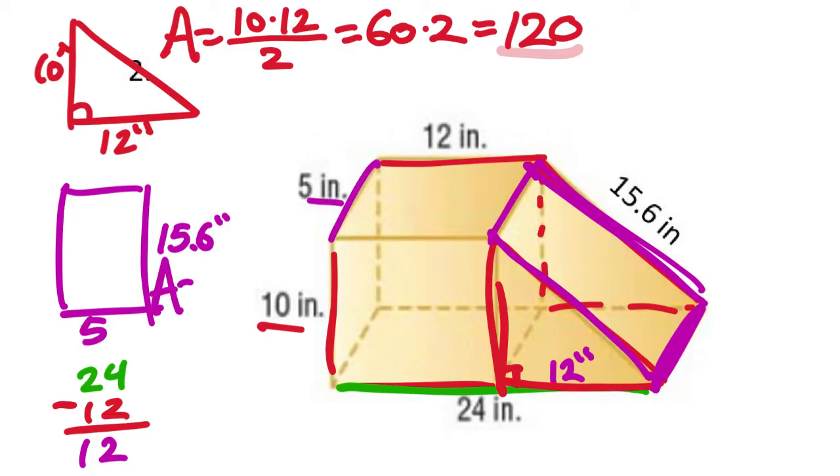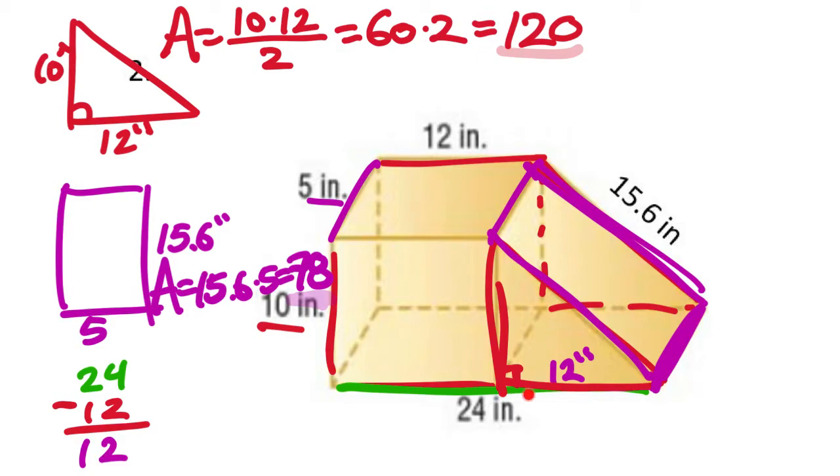So this area is going to be 15.6 times 5. Let's see what that gives us in the calculator. 15.6 times 5. And yeah, it doesn't duplicate, by the way. I get 78 square inches right there. So again, I'll underline that so I know that's one of the surface area values.